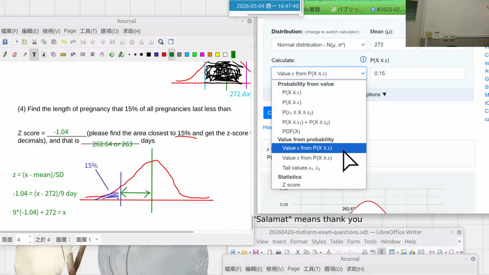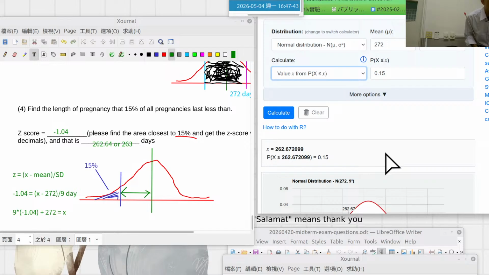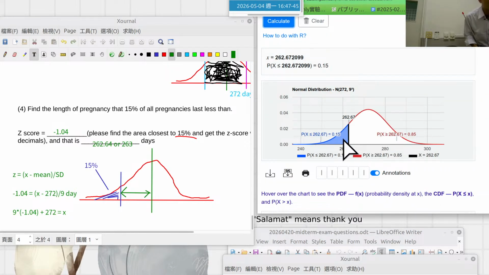After that, we calculate. Then the location is here. The blue area to the left is 0.15, 15% of the whole area. Then we can get the location and convert this score to days. We got 262.67 days, or we can write it as 263 days. Either one is okay.